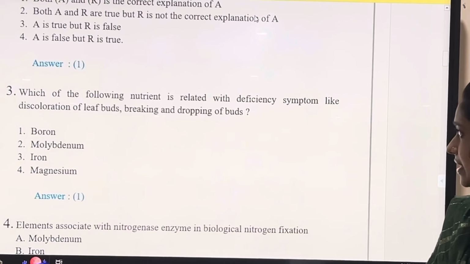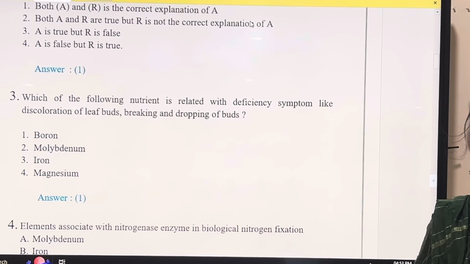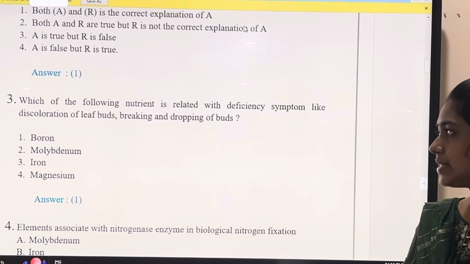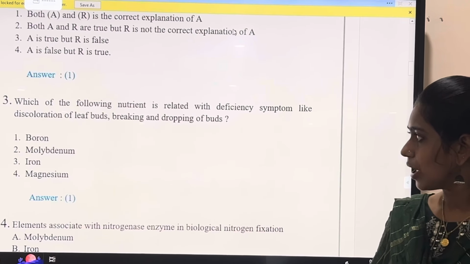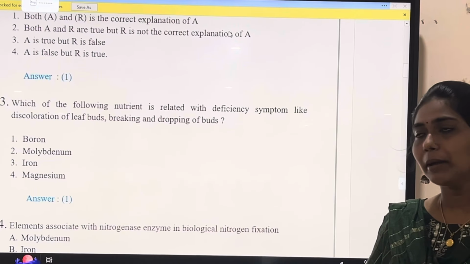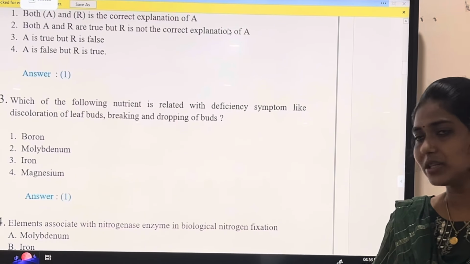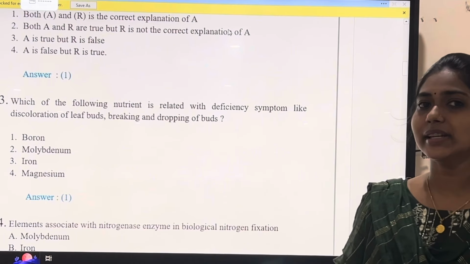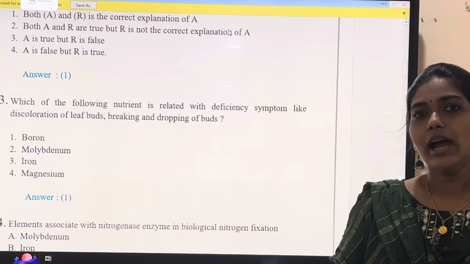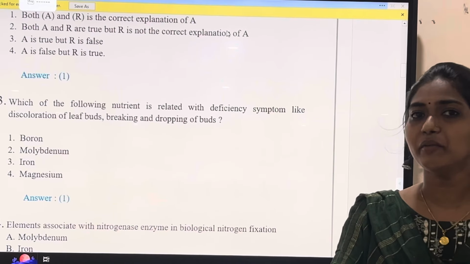So here the deficiency symptoms are discoloration of leaf buds, breaking and dropping of buds. So these deficiencies are caused by which element? That is the question. Options: boron, molybdenum, iron, magnesium. In every JRF examination, if you go through the papers, you can see that similar questions are repeatedly asked, like deficiency symptoms will be given and you will have to answer which nutrient this deficiency is caused by.